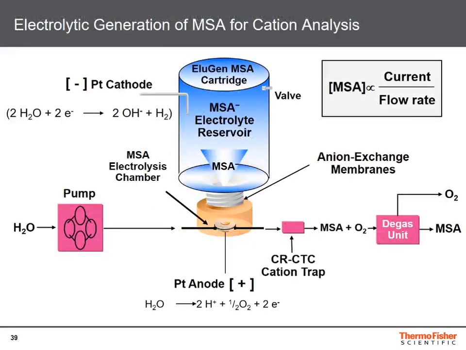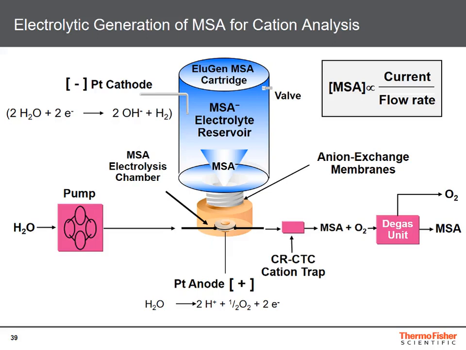Methane sulfonic acid eluents can also be generated electrolytically. Although I don't have any impurity problems, the electrolytic generation of these eluents is always leading to much more consistent results, especially when applying concentration gradients. The schematic setup is shown on this slide. Everything is exactly the same as we have seen before for the hydroxide cartridge.